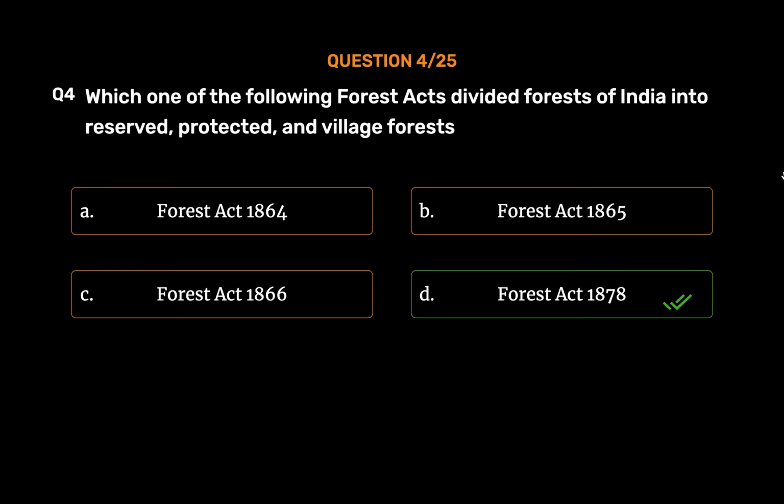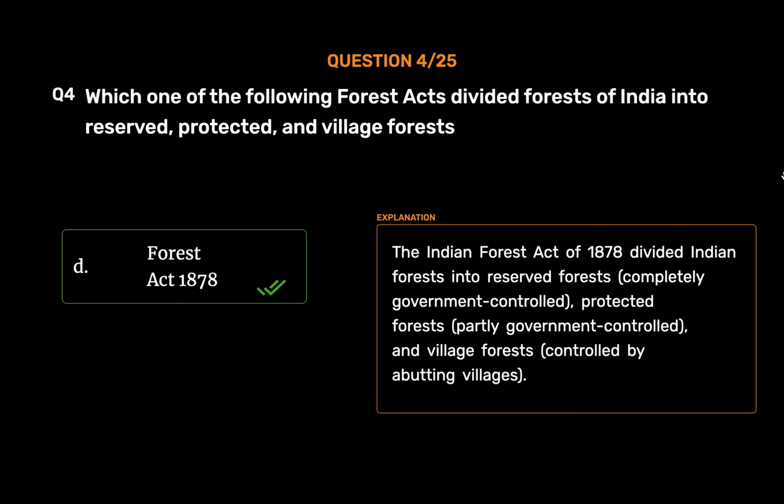Forest Act 1878. The Indian Forest Act of 1878 divided Indian forests into reserved forests, completely government-controlled, protected forests, partly government-controlled, and village forests, controlled by abutting villages.